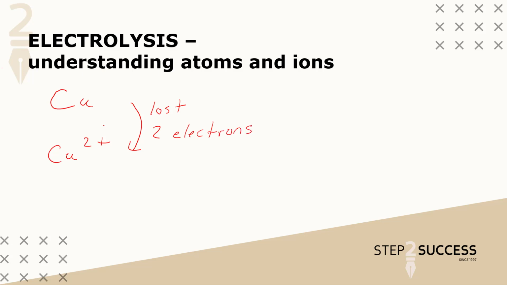Important to understand that, because if I want to go back from copper 2+ back to copper, then I would do the opposite. I'd need to gain those 2 electrons back. Important to understand that. Let's do another one.